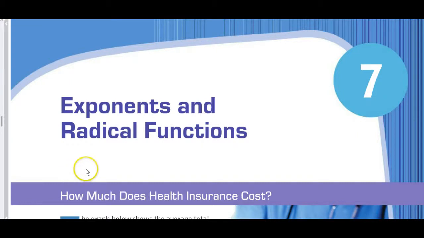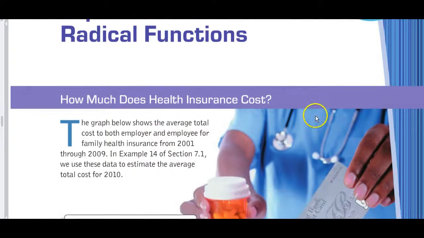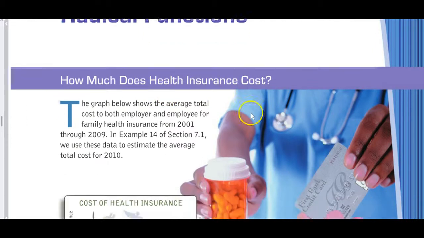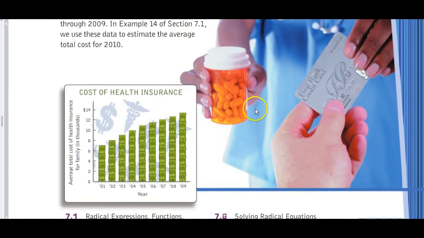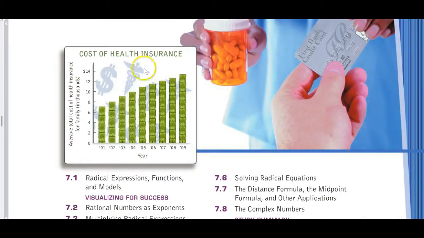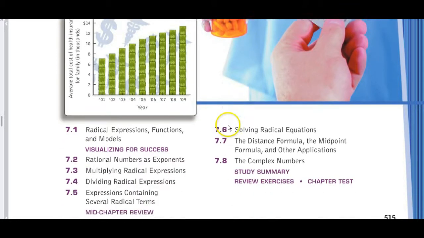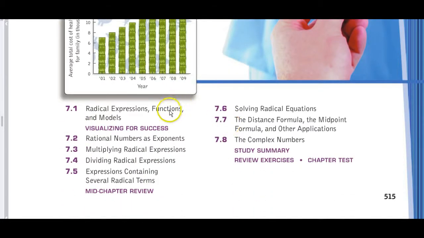As we go into Chapter 7, we'll be dealing with exponents and radical functions. They give a little introduction to how much health insurance costs, and they made a little bar graph, and this is something we will look at in, I believe, topic 7.1. Now, these are the sections we will be covering, and again, what are available in your textbook.